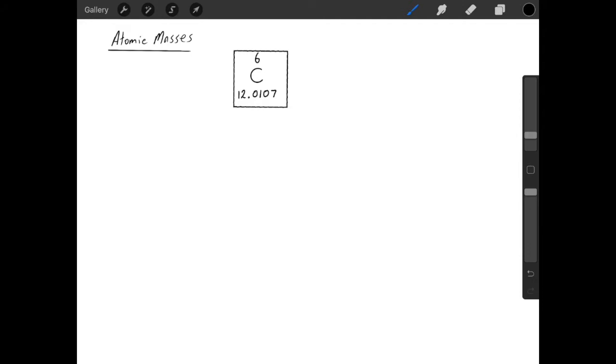In the example on your screen, you see the box corresponding to the element carbon, and it says that the mass of carbon is 12.0107 grams per mole. This is not the true mass of carbon. It's a weighted average. Remember that atoms can have different isotopes.